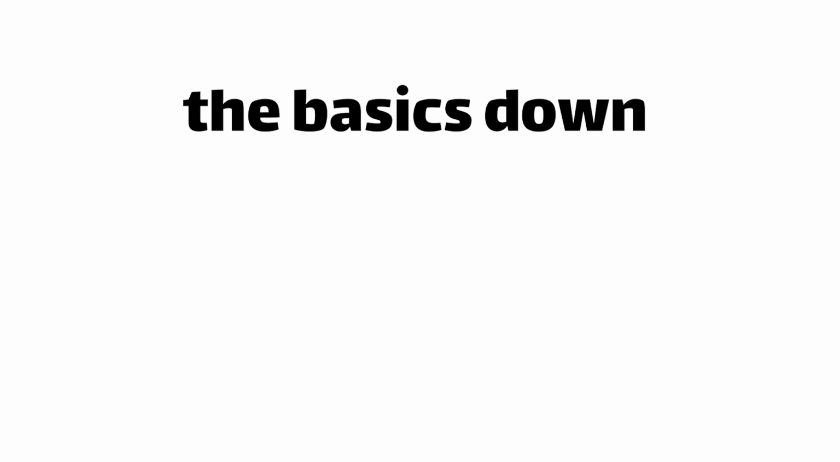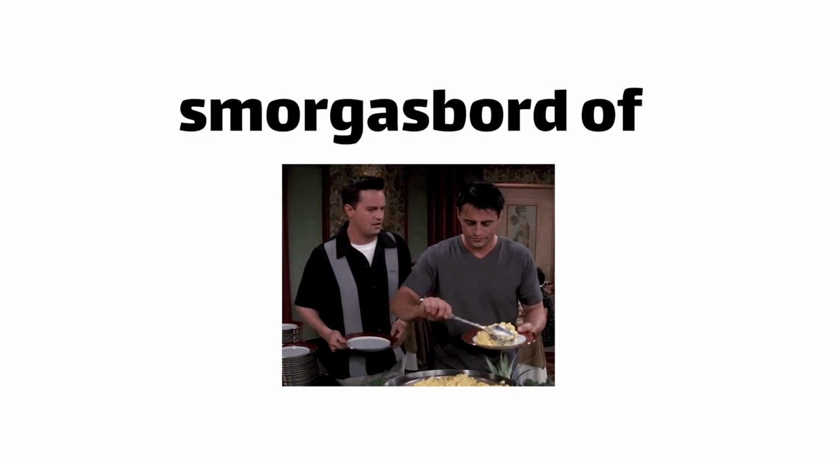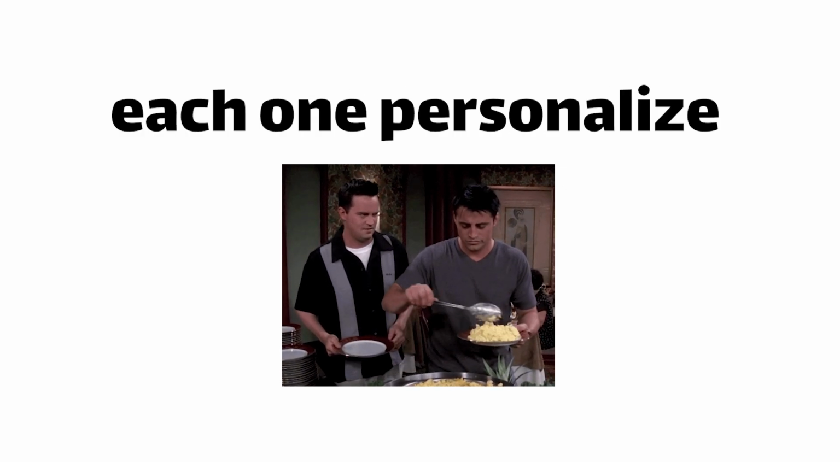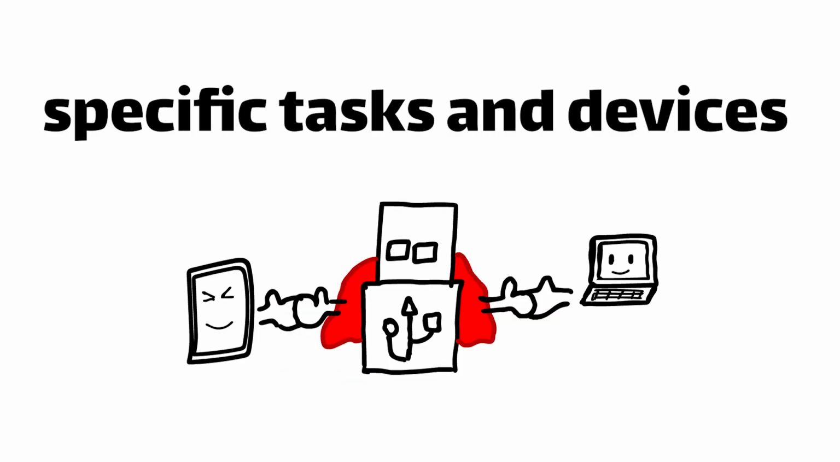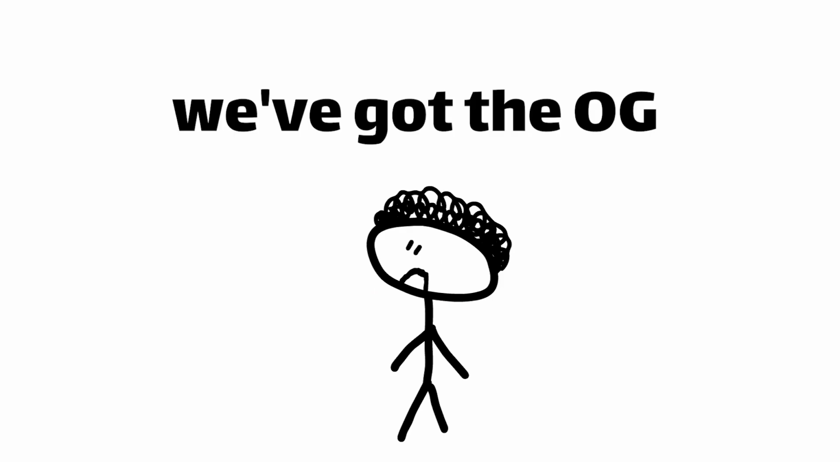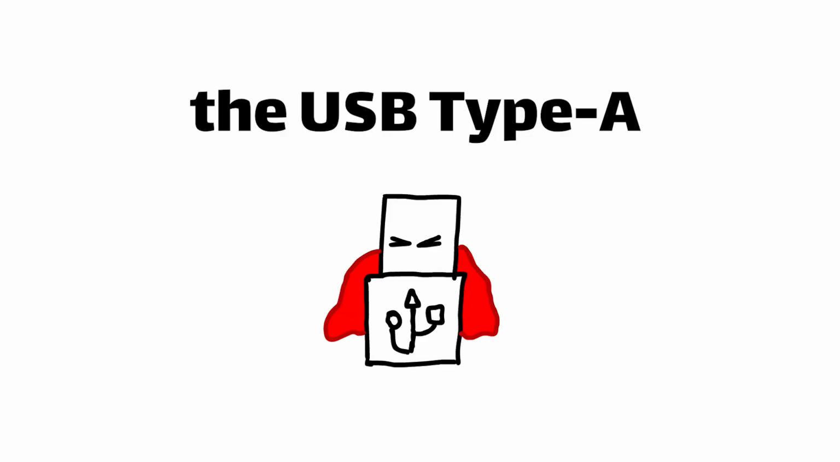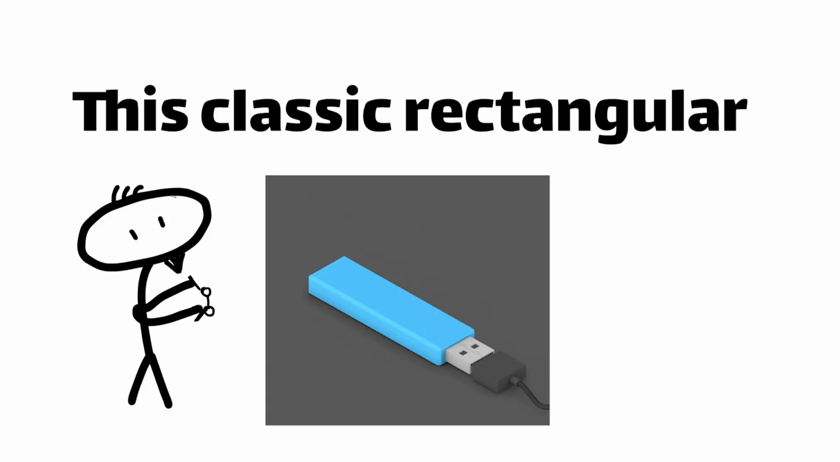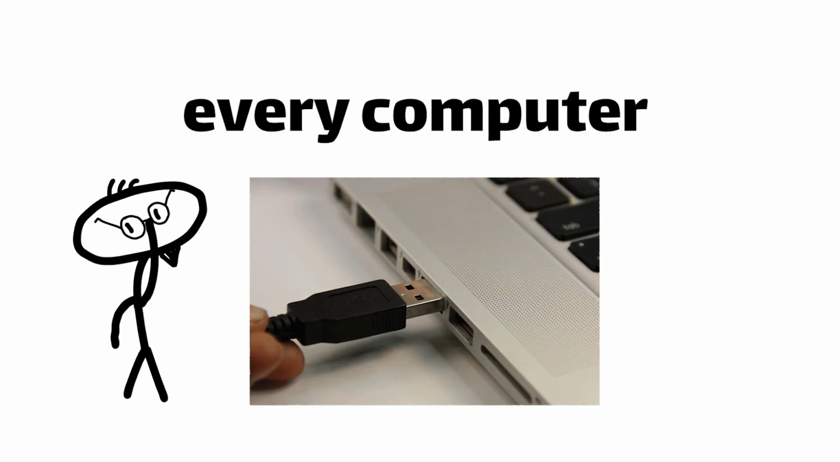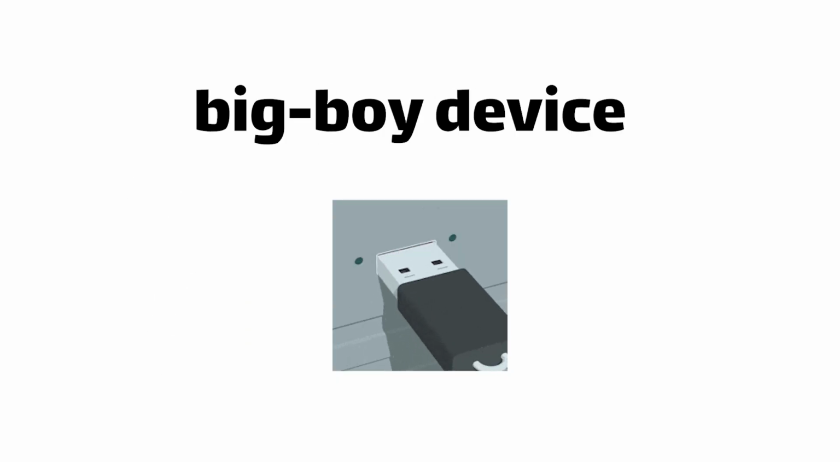Anyway, now that we got the basics down, let's dive into the different types of USB ports, cables, and connectors out there. It's a smorgasbord of connectivity options, each one personalized for specific tasks and devices. Starting the lineup, we've got the OG, the USB Type A. This classic rectangular connector is the one you'll find on pretty much every computer, laptop, and big boy device out there.